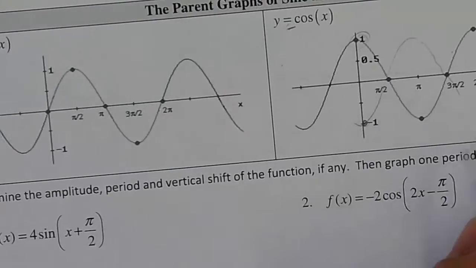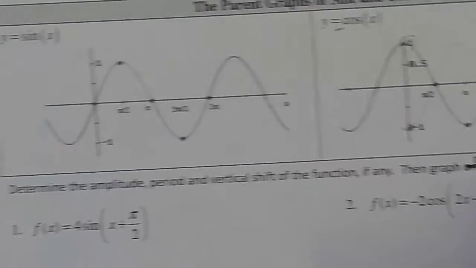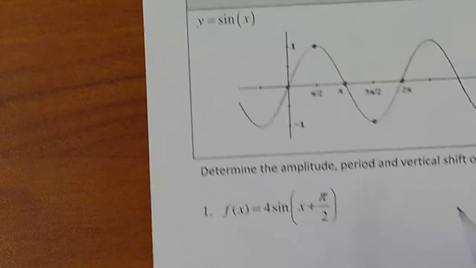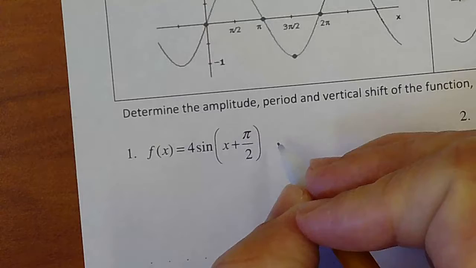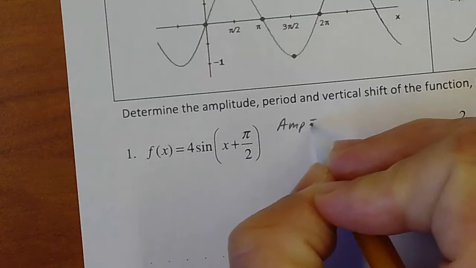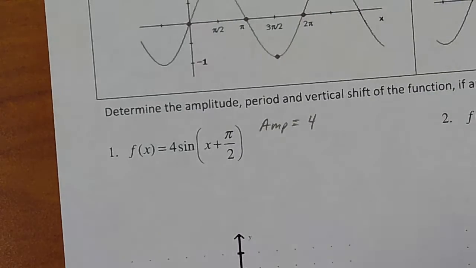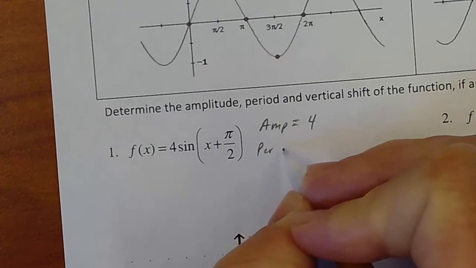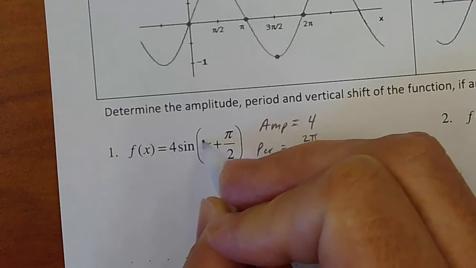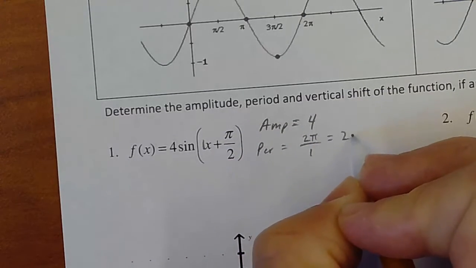Again, it says just one period. We're going to do 2 periods. We have been. Determine the amplitude, period, vertical shift, and phase shift of this function. So here we go. It has an amplitude of absolute value of 4, which is 4. It has a period that's equal to 2 pi over b, and b is 1. So this remains 2 pi.